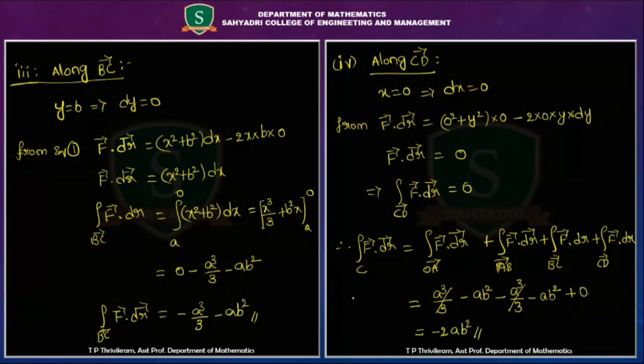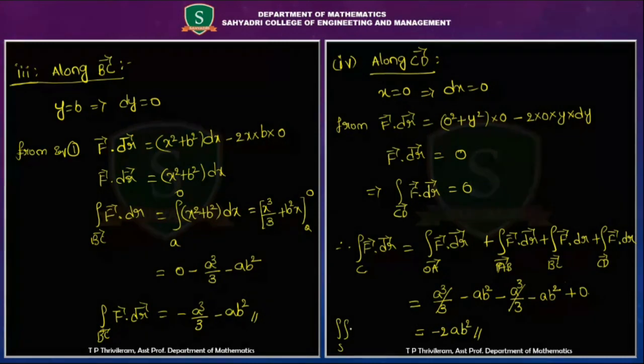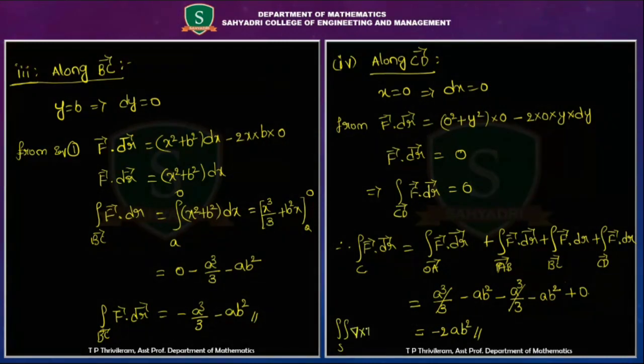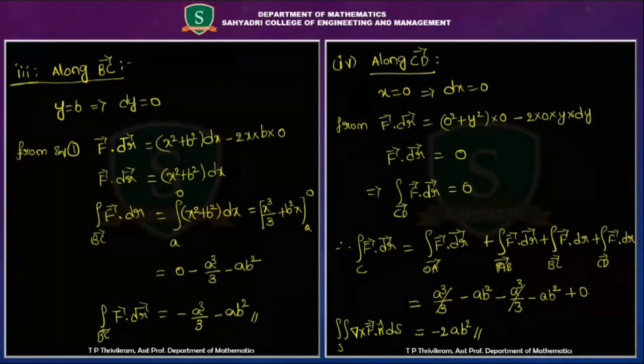Okay, so this is overall integral, or you can write this one as surface integral del cross f dot n cap ds. So this value is nothing but minus 2a b square. Fine.